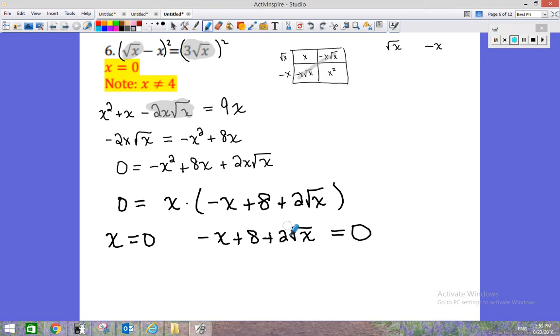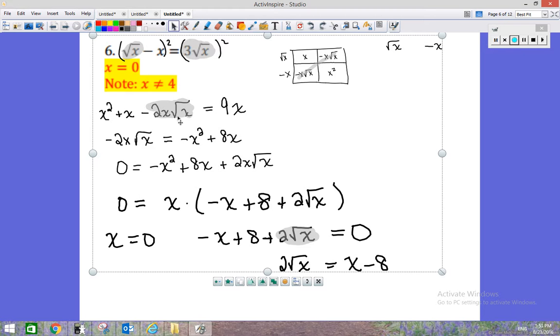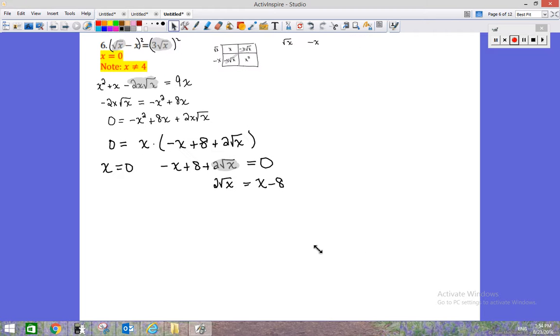So now let's come in and get this radical by itself. And we've got 2 radical x. If we move these terms to the other side, that's x minus 8. Alright, I need to shrink this up to give me some room. If we square the left-hand side to balance the equation, we have to square the right-hand side. When I square the left-hand side, the 2 squared gives me 4. The radical is gone, so I have 4x. And over here I have x squared minus 16x plus 64.